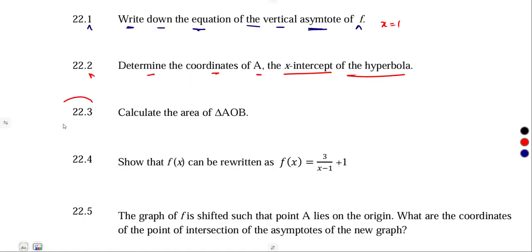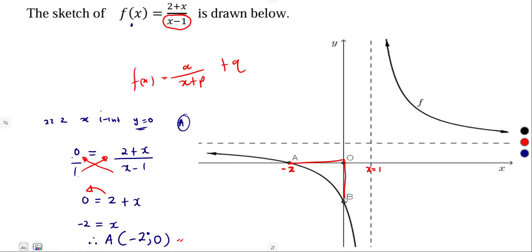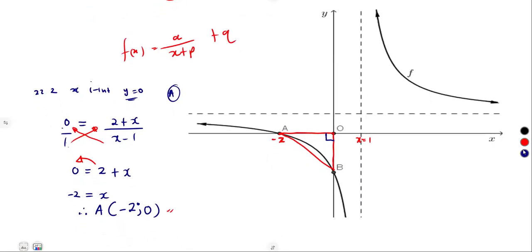Let's consider 22.3. Calculate the area of triangle AOB. So triangle AOB. Erase from a horizontal and a vertical line. So we are forming a right angled triangle from this, all right? If you are to join A to B, at O, which is our origin, we have got a 90-degree angle, as we have got a horizontal and a vertical line. They meet at 90 degrees. So the area of this triangle is going to be easier if we have got the point B.